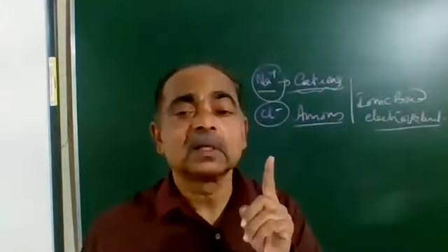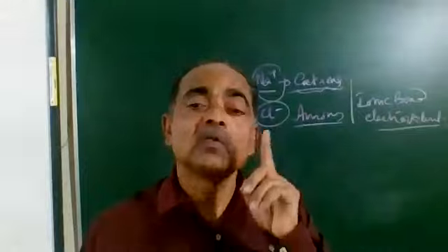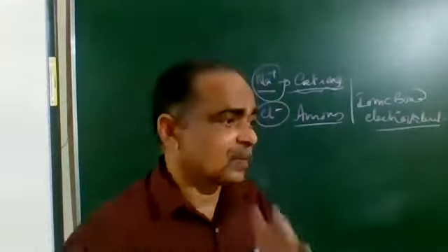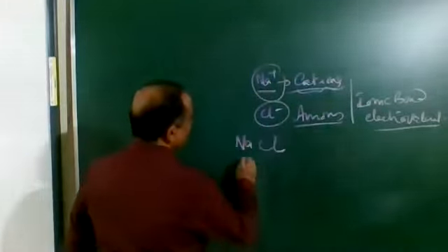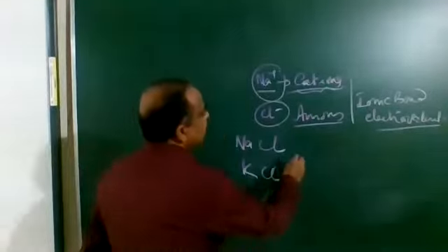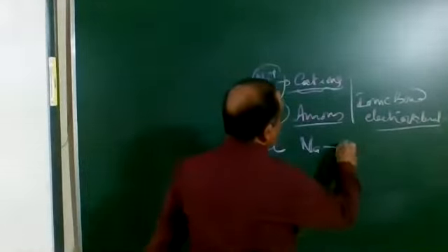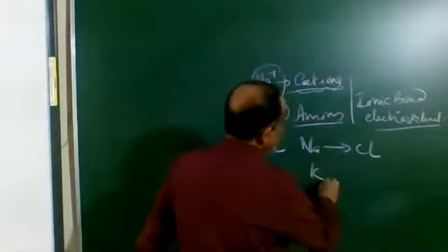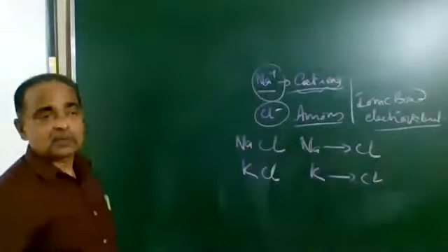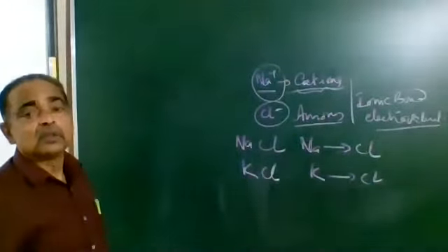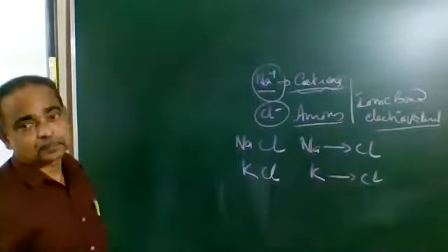All metals have a tendency to lose electrons. But how fast is an atom going to lose it? Say, for example, let's take this situation: the formation of sodium chloride and the formation of potassium chloride. In sodium chloride, the electron is transferred to the chlorine, and in potassium chloride, the electron is transferred to the chlorine. Understood it? Now, if the question is asked, which of these two formations will be faster?